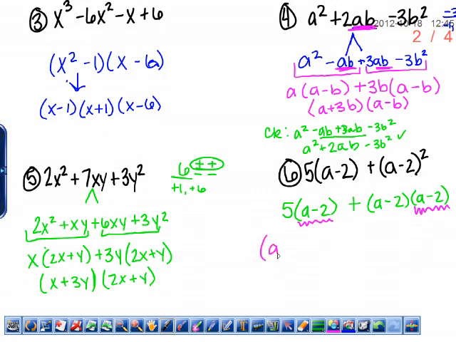So I'm going to pull out A minus 2 as my GCF. And let's talk about what's left. 5 plus A minus 2. See that? Because that's what's left right there. Now all we need to do is simplify this. 5 plus A minus 2, how does that simplify? A plus 3.